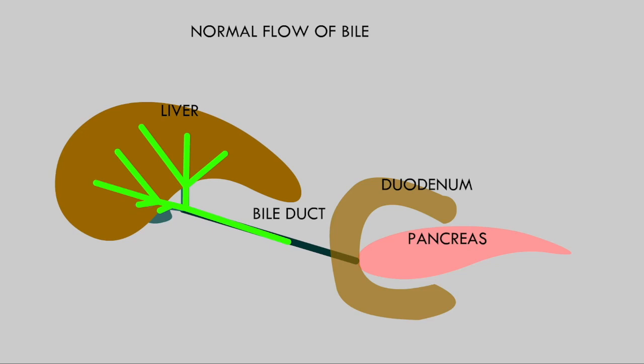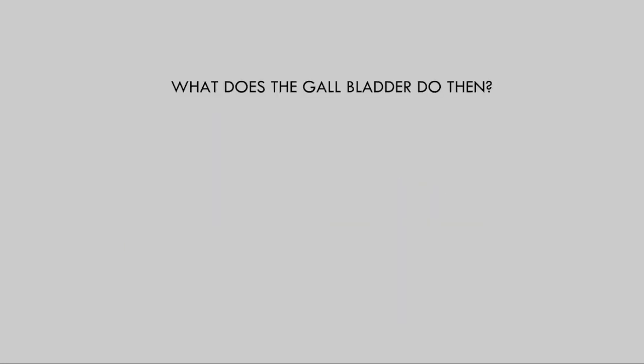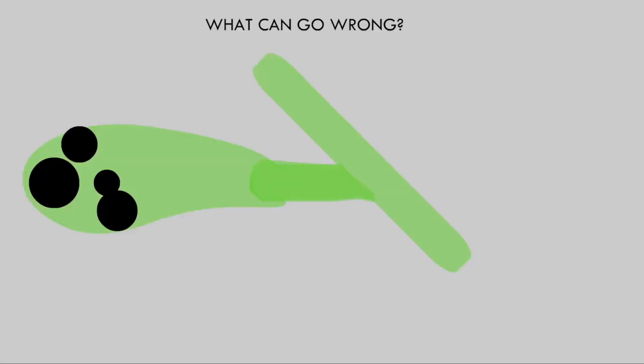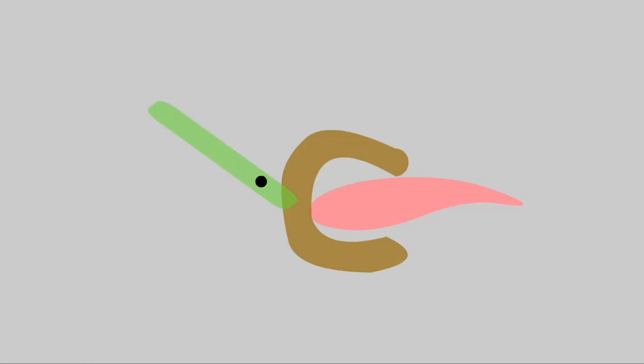The normal flow of bile is from the liver through the bile duct, through the pancreatic head, into the duodenum. What does the gallbladder do then? It stores bile and releases it during the digestion process. What can go wrong? Stones can form in the gallbladder, causing inflammation of the gallbladder. Stones can move into the duct, causing inflammation of the bile duct. They can pass right into the pancreas, causing inflammation of the pancreas called pancreatitis.